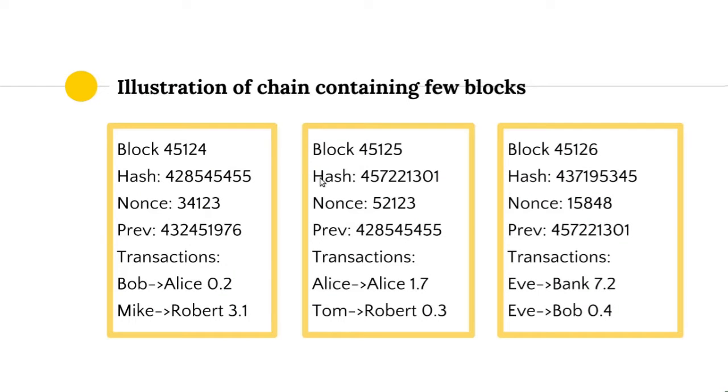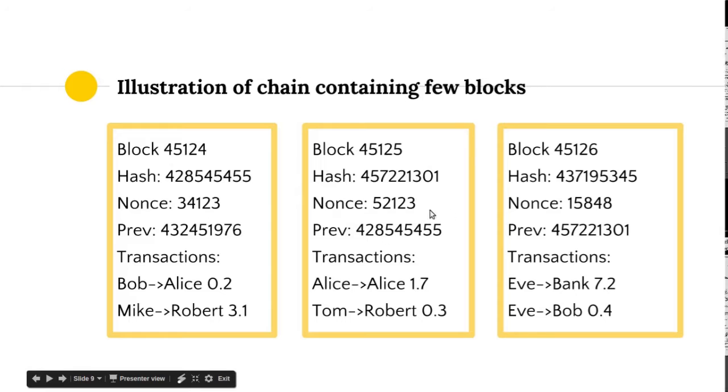Here we can see an illustration of a chain containing a few blocks. We have the different block headers, the previous hash value that gets transmitted from block to block, and those transactions that are happening here. Along with those, you have the nonce, the winning nonce for that block to have a hash value under the target difficulty.